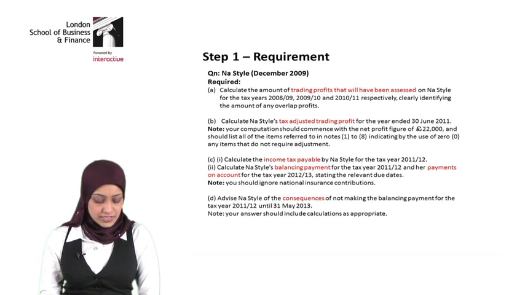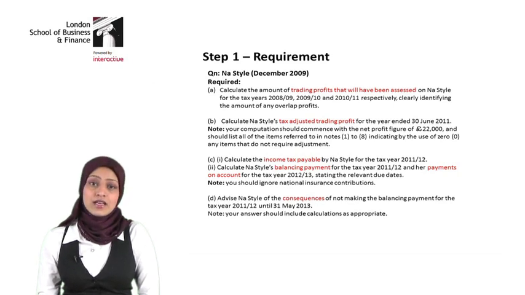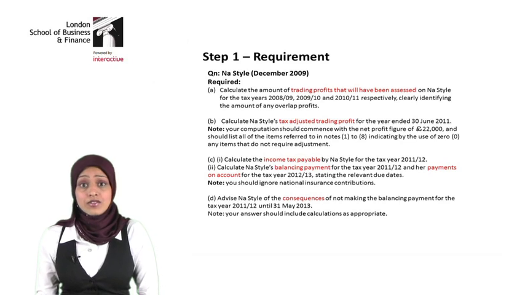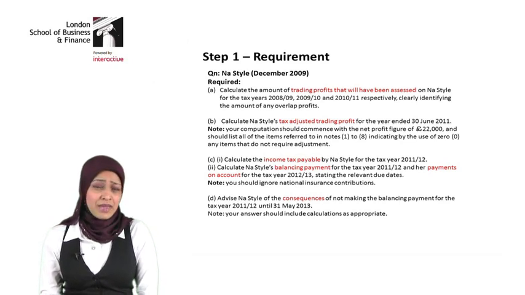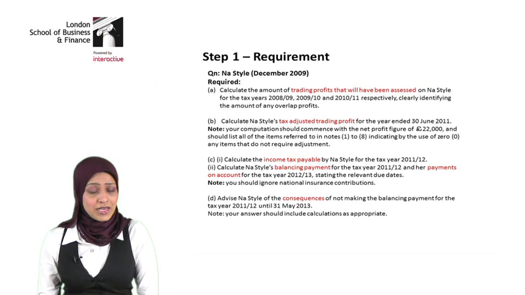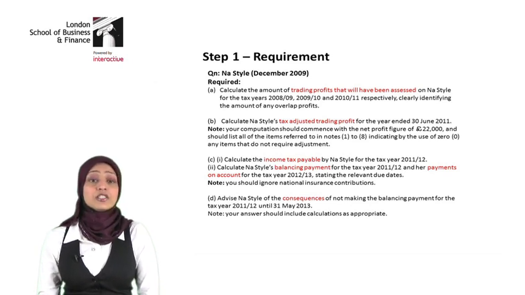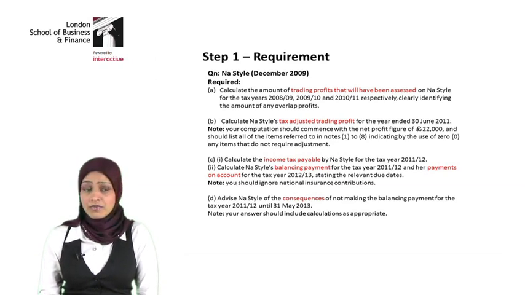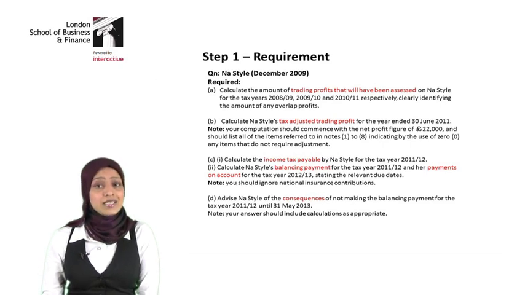The second part of Part C, calculate NASTILE's balancing payment for tax year 2011-12 and her payment on account for 12-13, stating the relevant due dates. So I'm thinking some administrative issues, calculating some payment on account, some balancing payments, and of course some due dates that are also required. Part D, advise NASTILE of the consequences of not making the balancing payment on time until the 31st of May. Consequences of not making a payment, I'm thinking maybe some fines, maybe some interest, since we have been given a date there.